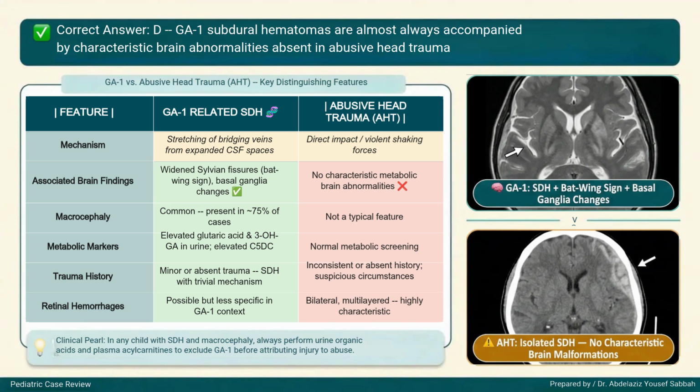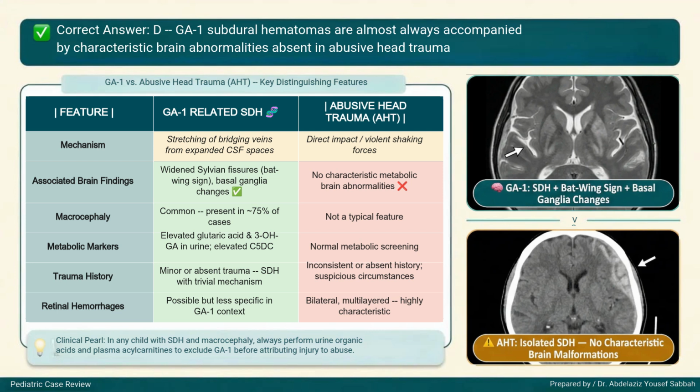In true abusive head trauma, there are no characteristic metabolic brain abnormalities and metabolic screening is normal. Always perform urine organic acids and plasma acylcarnitines in any child with subdural hematoma and macrocephaly before attributing the injury to abuse.